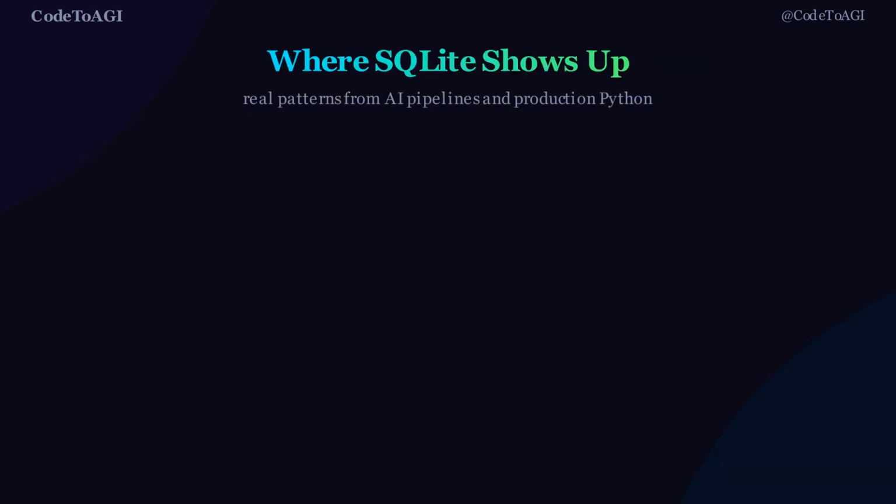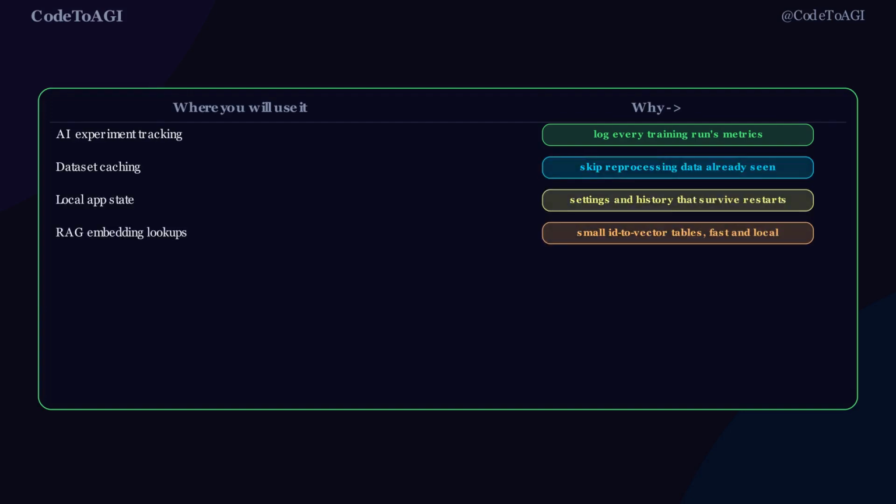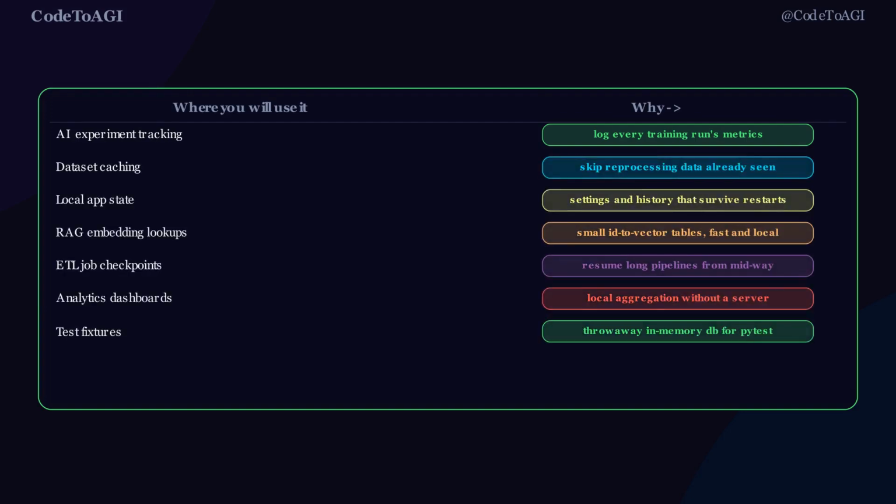Places where SQLite makes real Python code more reliable. AI experiment tracking, every training run one row. Dataset caching, skip reprocessing data you already saw. Local app state, settings and history that survive restarts. RAG embedding lookups, small ID to vector tables. Fast and local. 1 file. 0 server. Surprisingly far it goes.